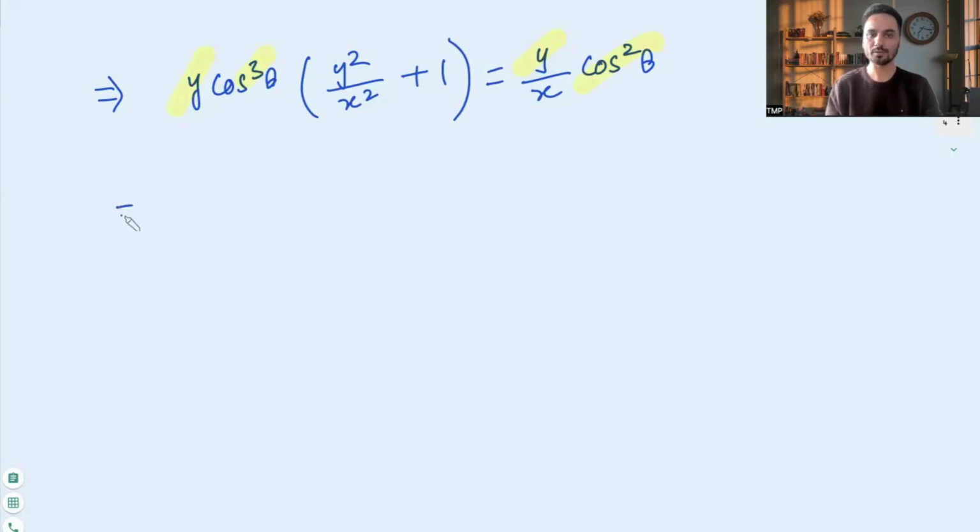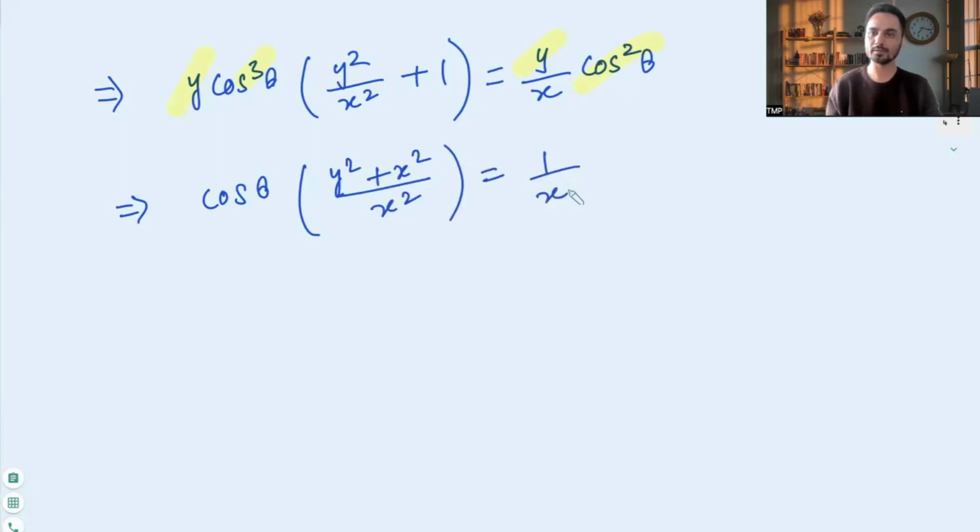So we'll be left with cos theta times y square plus x square over x square, by taking LCM inside the bracket, equals 1 over x. And we can cancel out x on both sides, which will give us the value of cos theta as x over x square plus y square.